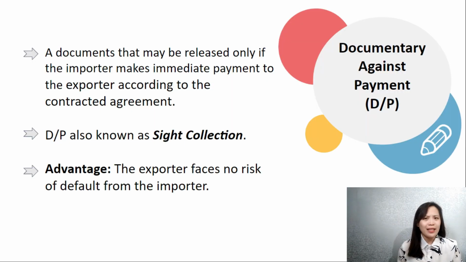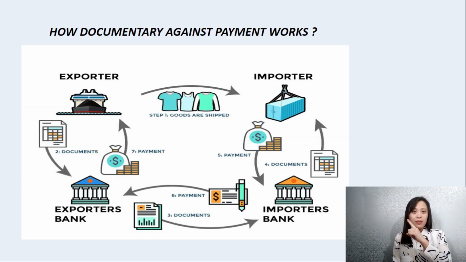Next, I would like to continue to explain what is documents against payment, DP, and how it works. DP is a kind of document that may be released only if the importer makes immediate payment to the exporter according to the contract agreement. DP is also known as sight collection. The exporter does not give a credit term because he expects immediate payment from the importer. Therefore, the exporter will not face any risk of default from the importer, and this is also one of the advantages of the DP.